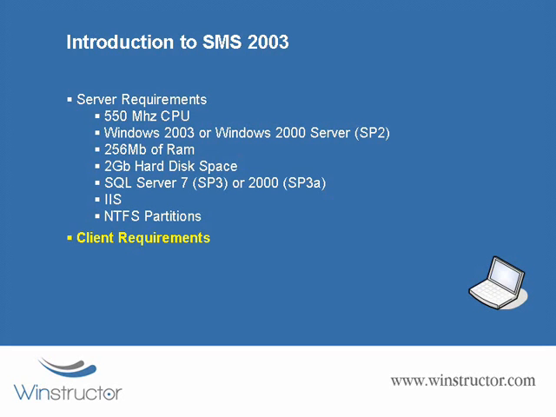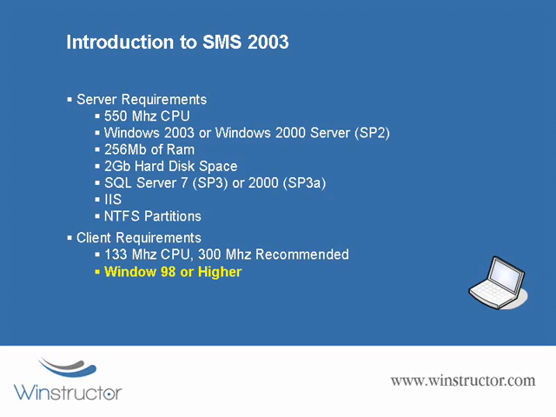Now client requirements really aren't all that much to worry about unless you really have some old hardware you still want to manage. Now your clients will need to have at least a 133 MHz CPU with 300 MHz being the recommended speed. Now your client will need to be running Windows 98 or higher, and don't forget that your server operating systems are also SMS clients, so this list does include Windows NT Server, 2000 Server and Windows Server 2003, as well as the client operating systems from Windows 98 and above.